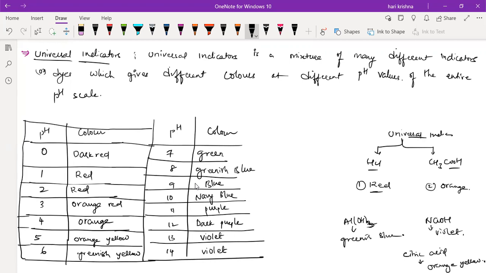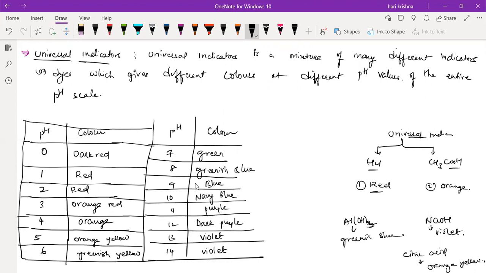Now NaOH. What about NaOH? Sir, base. Strong base. Is it a strong base? Yeah, sir. Then what about citric acid? It's a weak acid. Citric acid is a weak acid, sir. It is a weak acid.